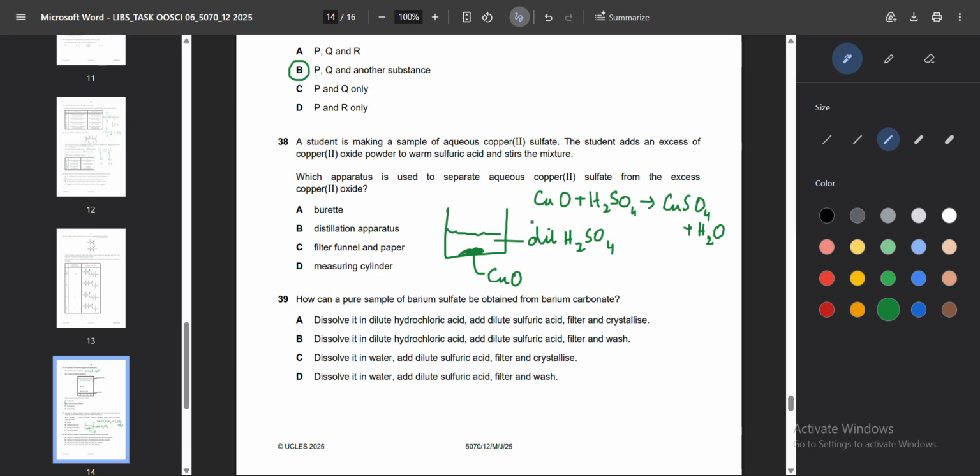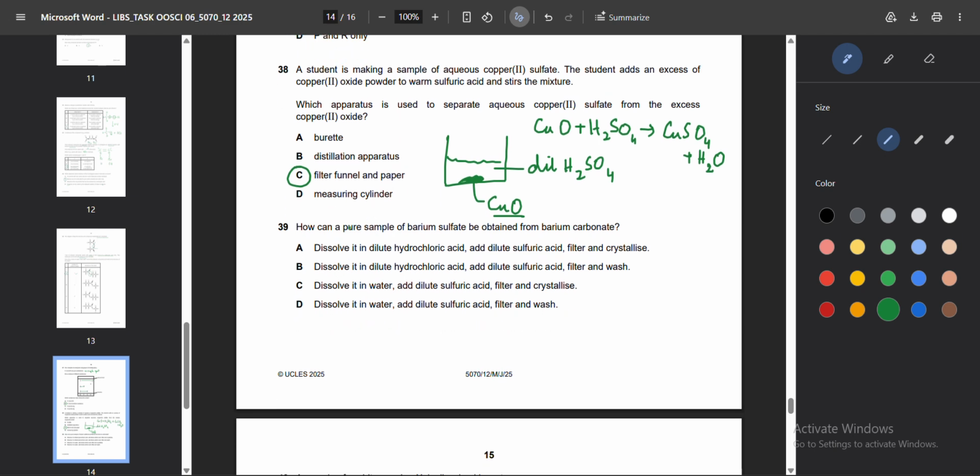So how will you separate? Which apparatus is used to separate aqueous copper sulfate from excess copper oxide? Since copper oxide is not soluble in water, you can easily filter it out. So you will use filter funnel and paper to separate copper oxide from the product.